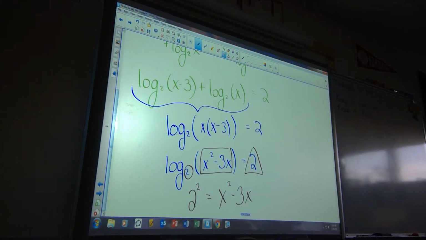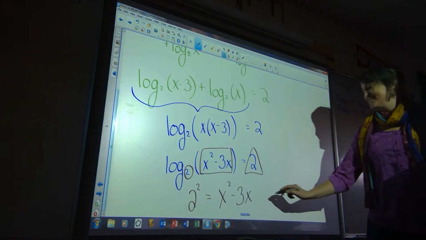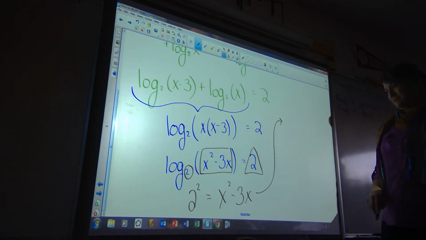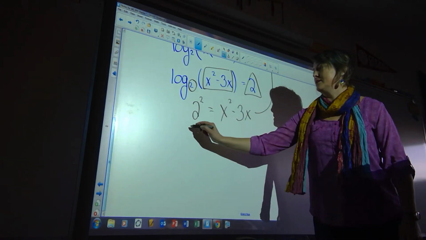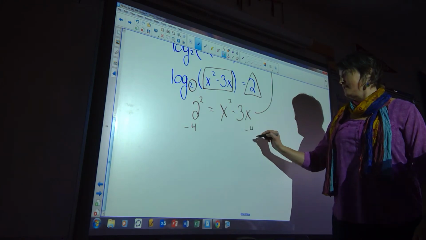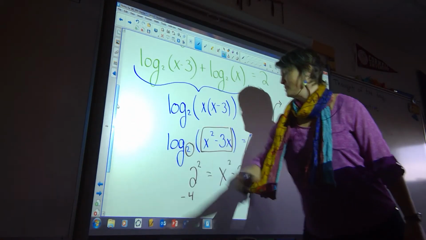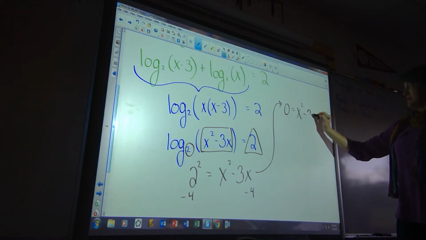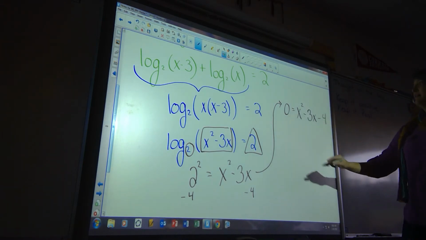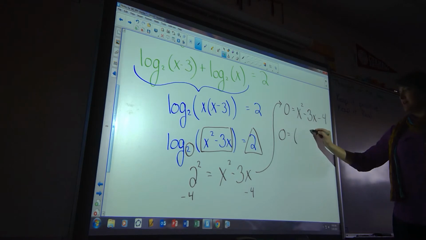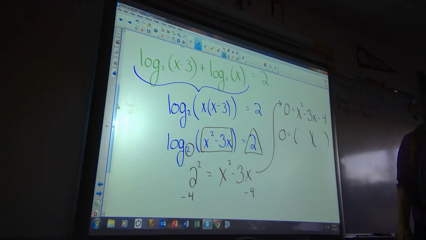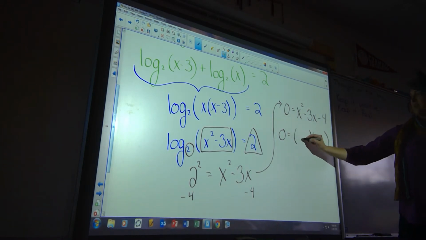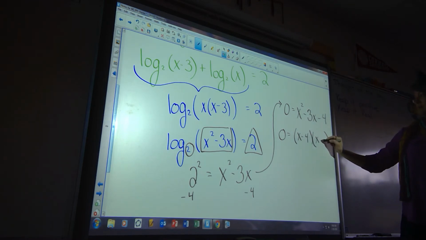How do we solve a quadratic? Either the quadratic formula or hopefully it factors. So we have to set it equal to 0. Why don't I just subtract this 4 over this way? So then this looks like 0 equals x squared minus 3x minus 4. And now, I think this does factor. x minus 4, x plus 1.